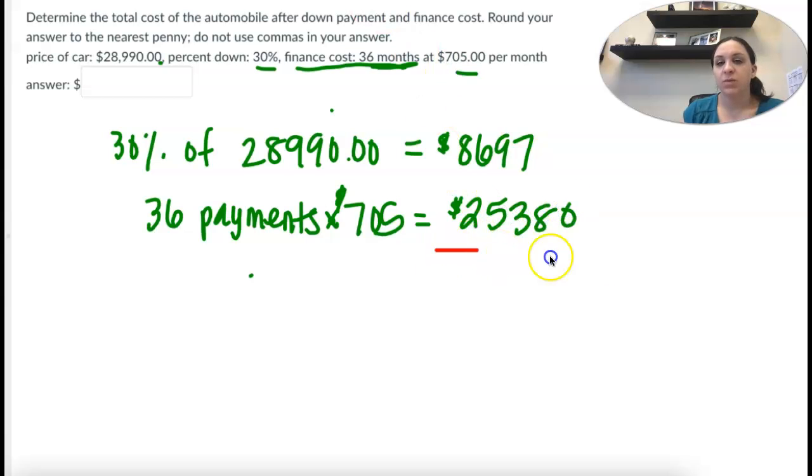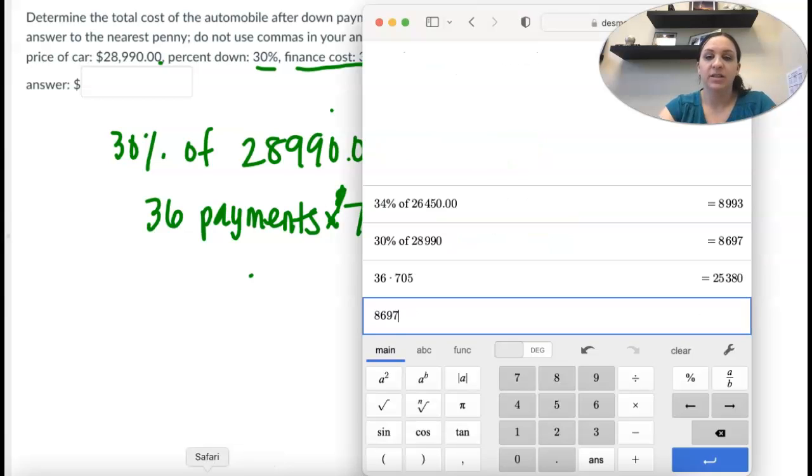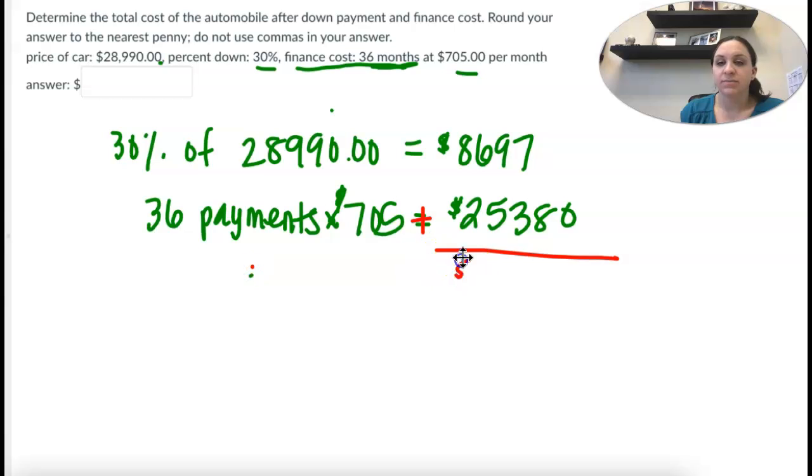So those two numbers we're going to add together. 8697 plus 25380. So $34,077 and no cents. So that's what happens when you finance a car.